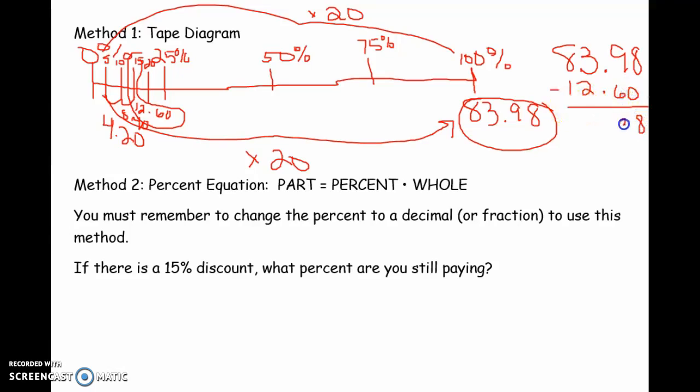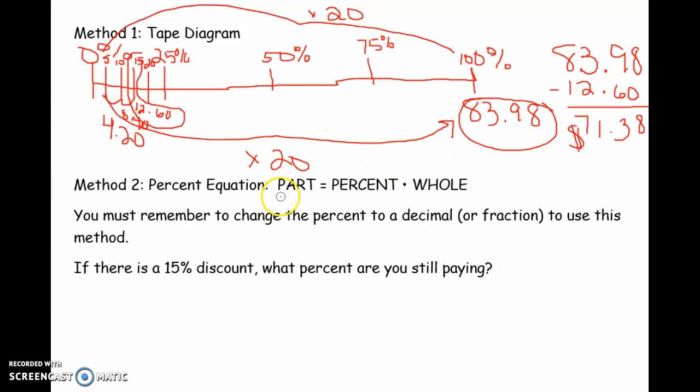And when I get done here, I get $71.38. And I don't know about you, but as much as I love a double number line, that seems like an awful lot of work. So let's try the percent equation, see if that goes a little faster.